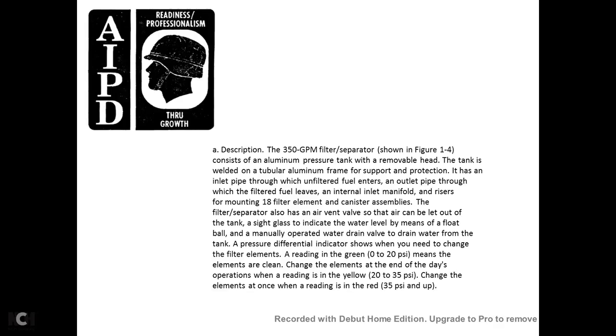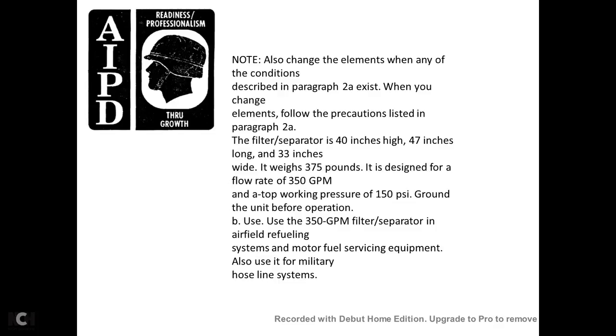The pressure differential indicator shows when you need to change the filter elements. A reading in the green, from 0 to 20 psi, means the elements are clean. Check the elements at the end of the day's operation when the reading is in the yellow, from 20 to 35 psi. Change the elements at once when the reading is in the red, at 35 psi and up. Note: change elements when any of the conditions described in paragraph 2A exist. When you change the elements, follow the precautions listed in paragraph 2A.